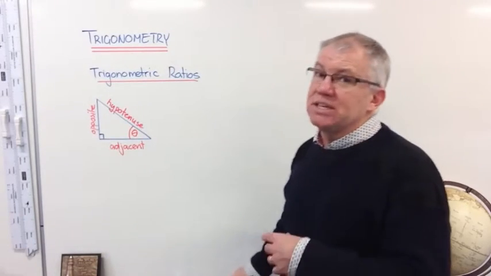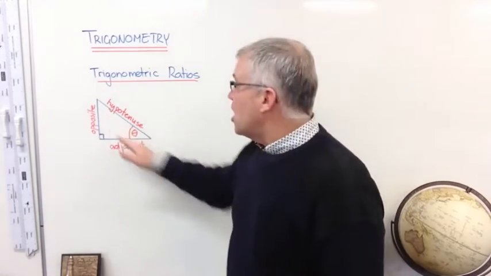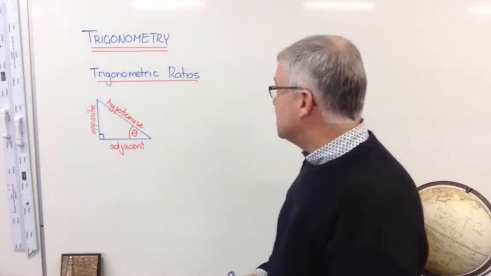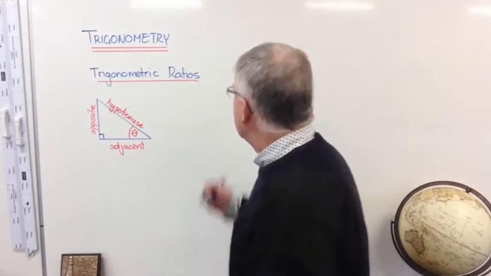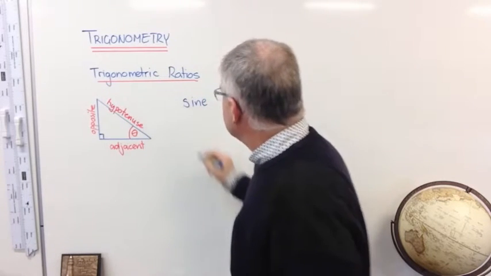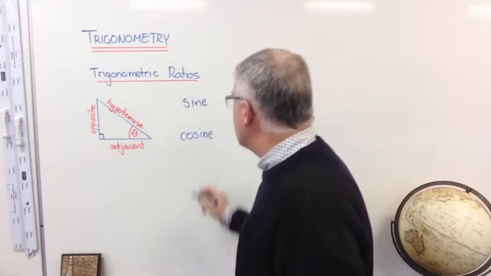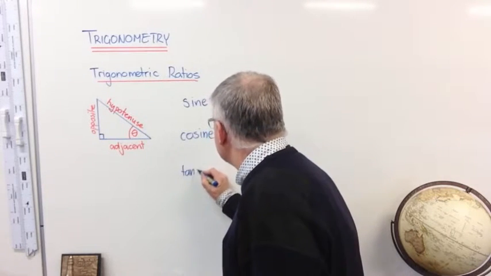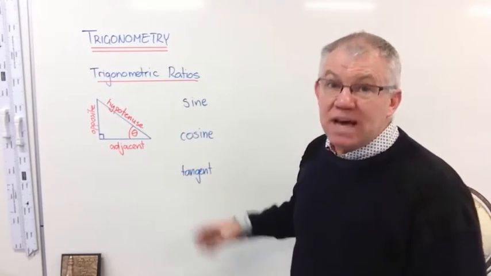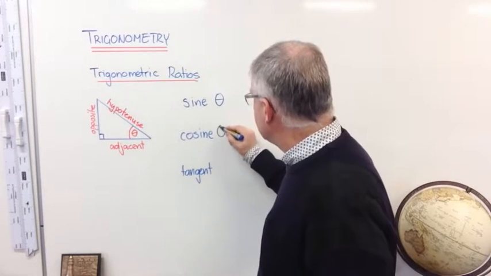Okay, so now that we've got these three sides labelled, we can establish the ratios between the sides with respect to this angle, the angle theta. We have three ratios. The first ratio is the sine ratio. The second one is the cosine ratio. And the third ratio is the tangent ratio. All of these three ratios are with respect to the angle, and our angle in this case is called theta.